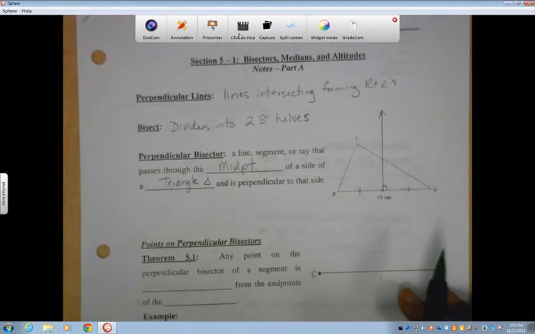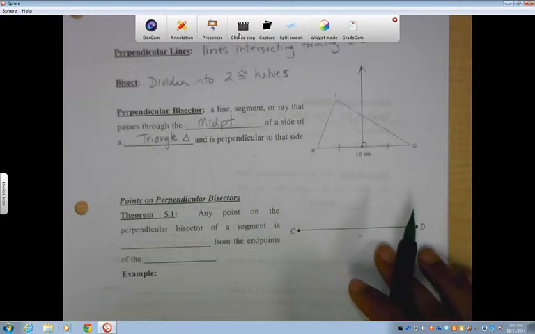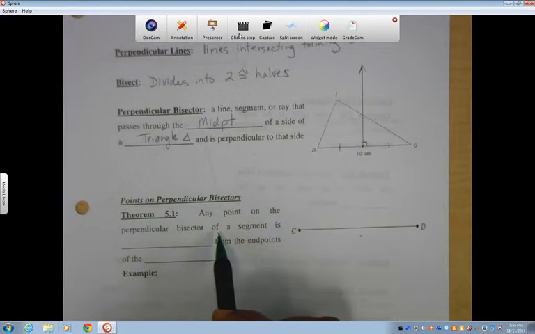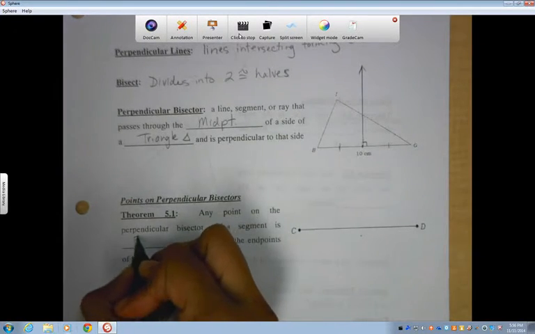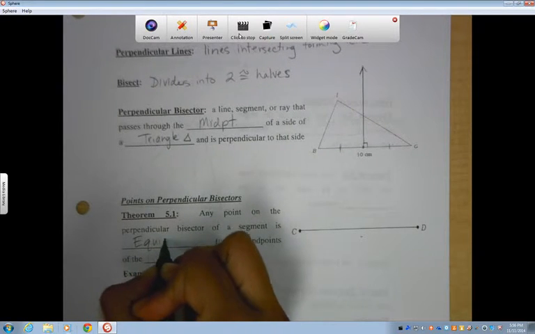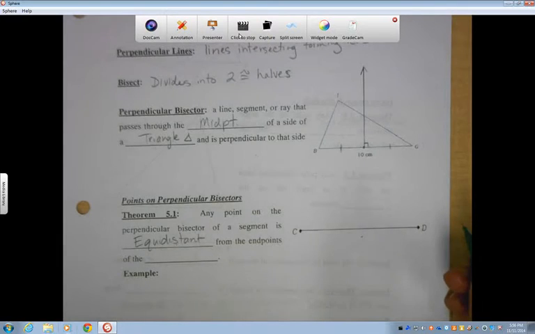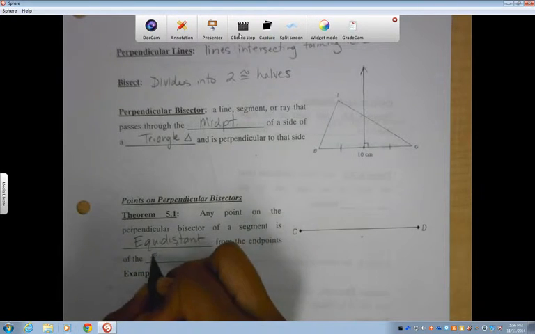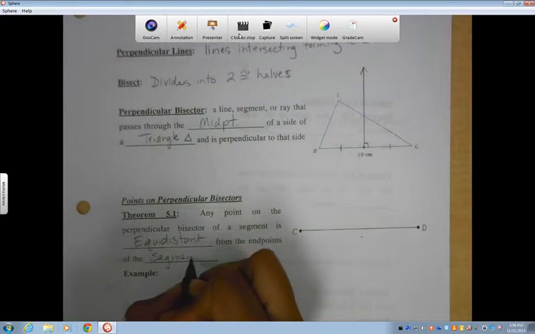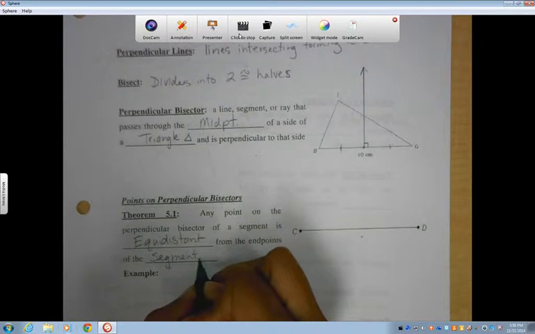That is that any point on a perpendicular bisector of a segment is what we call equal distance from the endpoints of the segment. Now the converse of this is true as well, and I'll explain that in our little example.